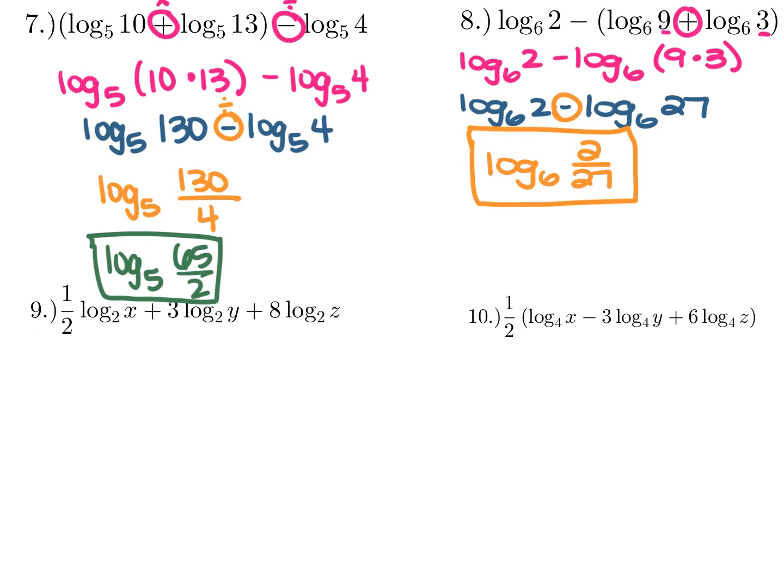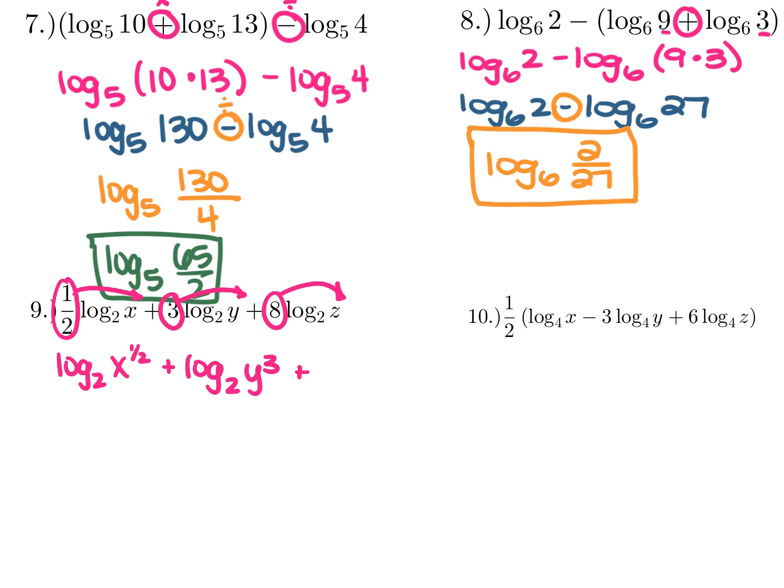For 9, you have 1/2 times log 2 of x plus 3 times log 2 of y plus 8 times log 2 of z. This 1/2 is going to become the power on x, the 3 becomes the power on y, and 8 becomes the power on z. So that's going to give you log 2 of x to the 1/2 power plus log 2 of y cubed plus log 2 of z to the 8th power.